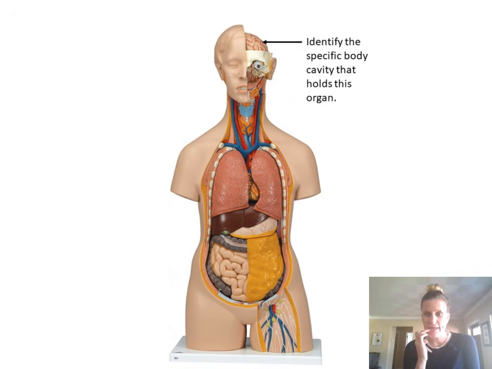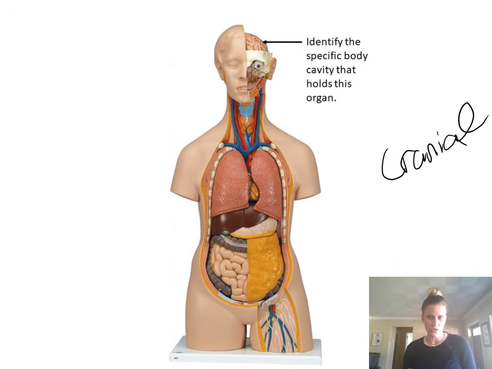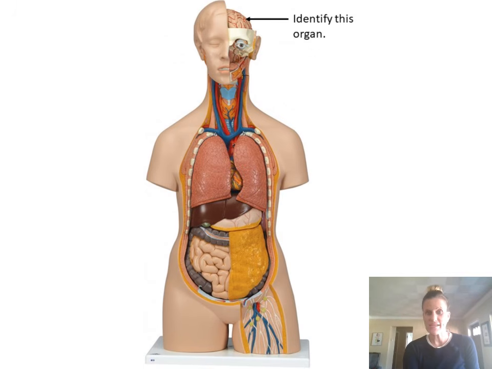Identify the specific body cavity that holds this organ. Well, this is pointing to the brain. The cavity that holds the brain is the cranial cavity. Okay, the cranial cavity. Identify this organ. That's the brain. Okay, that right there is the brain.